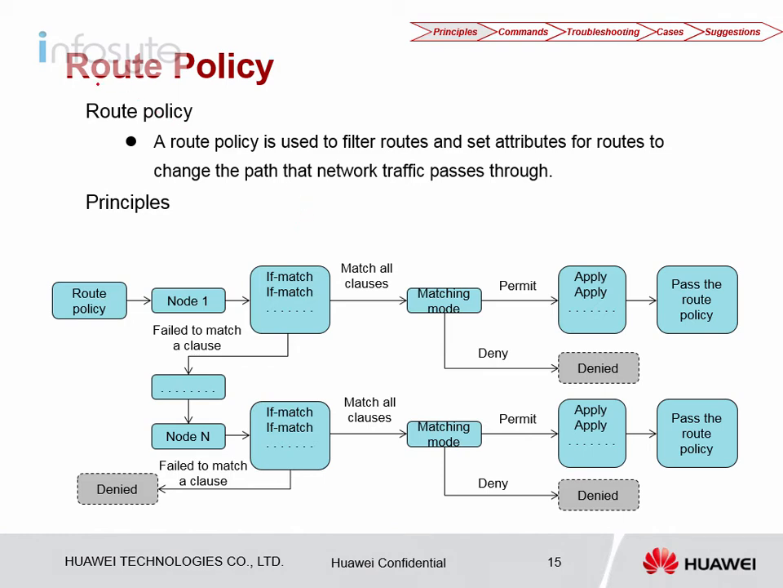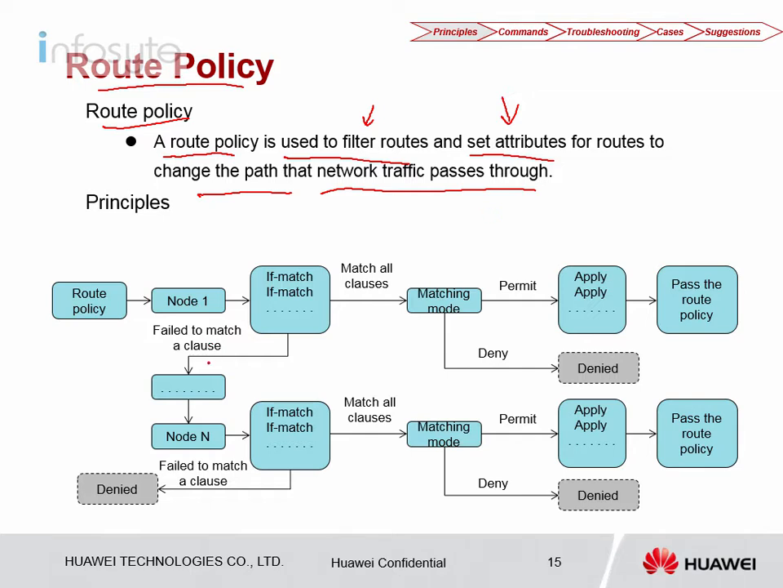Alright, so let's look into the route policy. Route policy is a very important tool, especially if you are going to configure BGP. A definition of the route policy: a route policy is used to filter routes and set attributes for routes to change the path that network traffic passes through, which means that they have two actions here. First action is to do filter. Once the filter matches, I'm going to set an attribute.